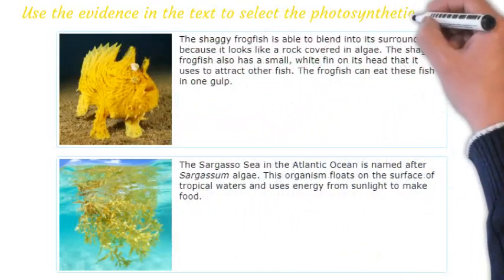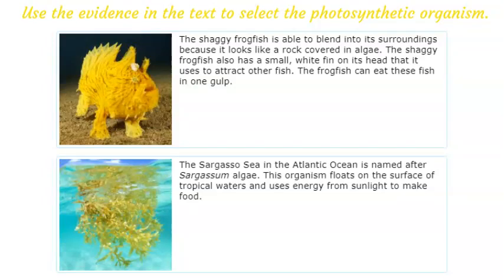Use the evidence in the text to select the photosynthetic organism. The text does not provide evidence that the shaggy frogfish is photosynthetic. The text tells you that sargassum algae uses energy from sunlight to make food. This is evidence that sargassum algae is a photosynthetic organism.